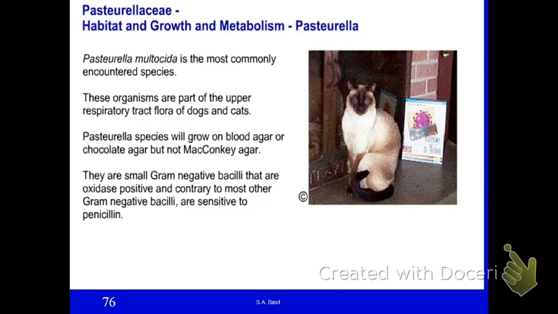Pasteurella would be another organism. Under Pasteurella, we have Pasteurella multocida, the most commonly encountered species, since these organisms are part of the upper respiratory tract flora of dogs and cats. Pasteurella species will grow on blood agar plate or chocolate agar, but not on MacConkey agar. They are small, gram-negative bacilli that are oxidase positive, and contrary to most other gram-negative bacilli, they are sensitive to penicillin. Now, this one is unique because most gram-negative bacilli would be resistant to penicillin.